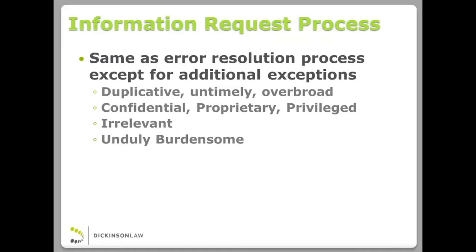One key difference here is there are some additional exceptions in the information request area. In addition to duplicative, untimely, and overbroad, which we discussed, in the information request area, you can also not respond, not provide the requested information if they request something that's confidential, proprietary, or privileged, if it's irrelevant, or if it's unduly burdensome. Confidential, proprietary examples of that would be if you have attorney-client privilege documents.